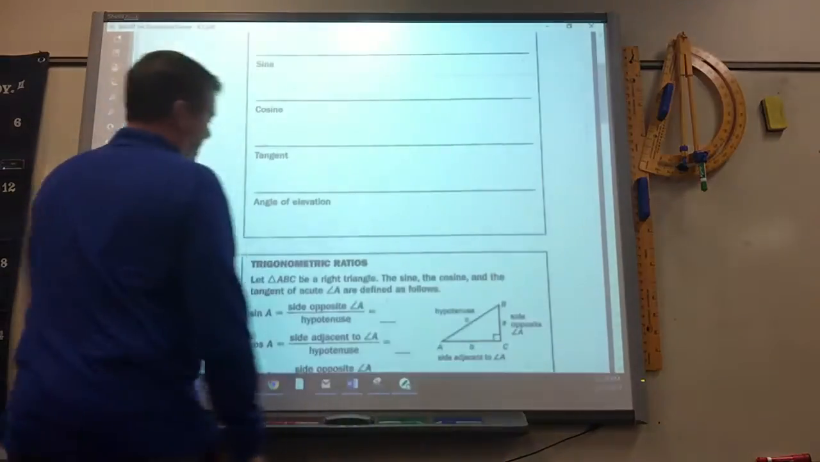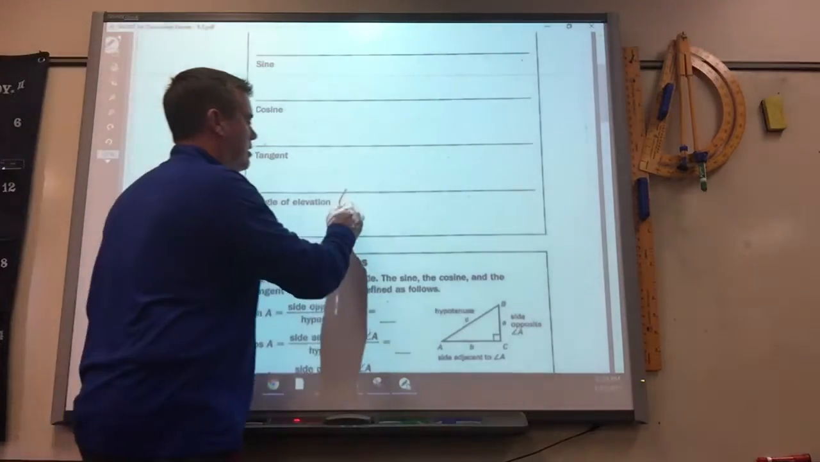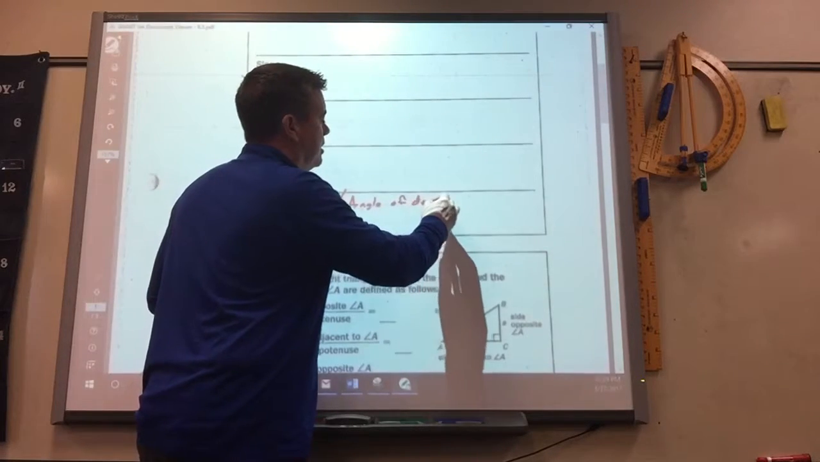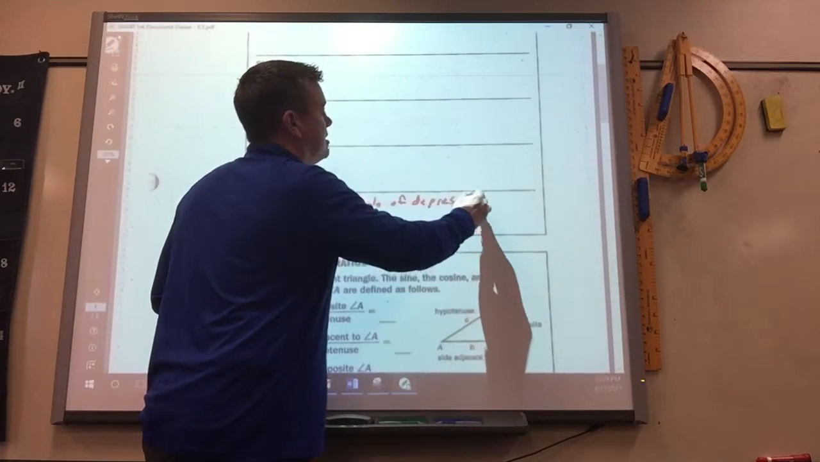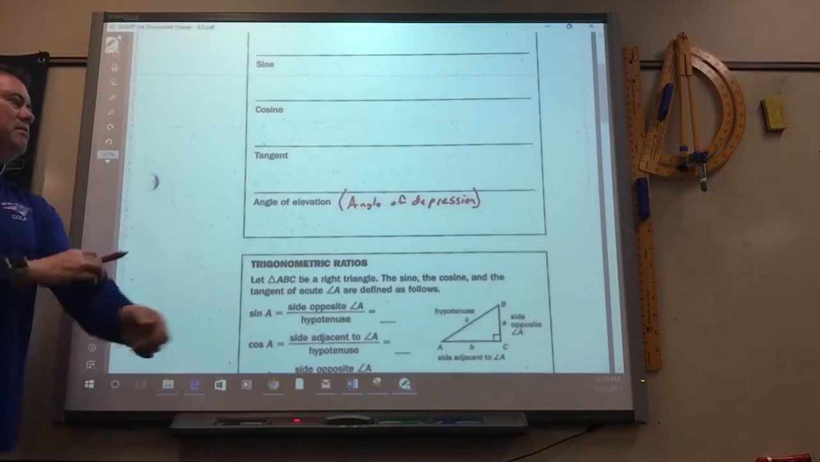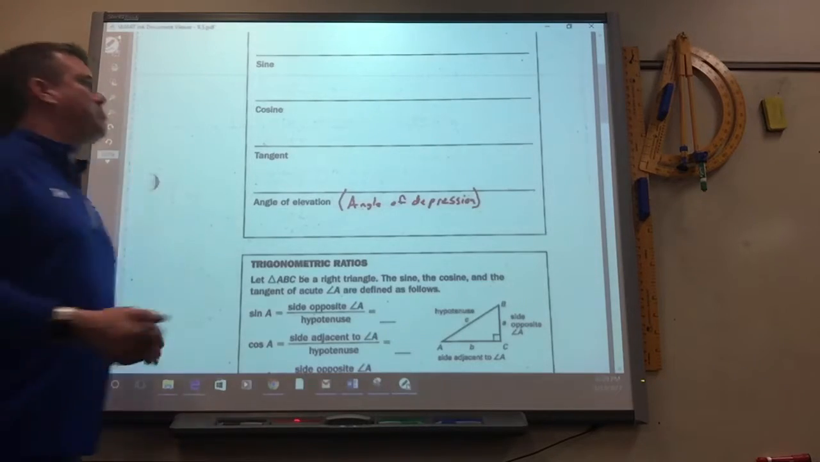So, angle of elevation and angle of depression are exactly the same thing. In word problems, they use a lot of examples, like if you're in an airplane.